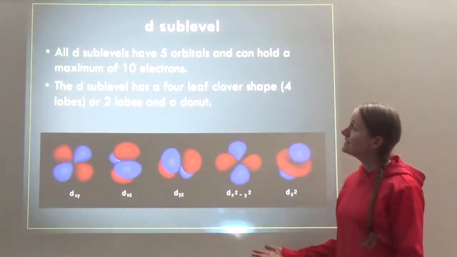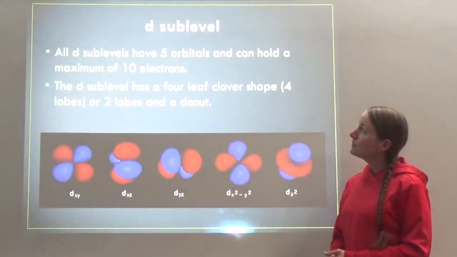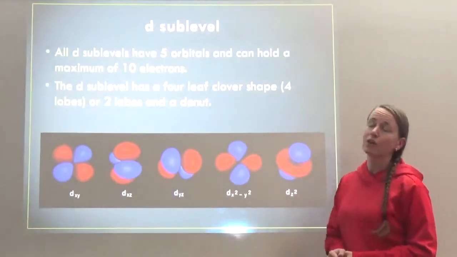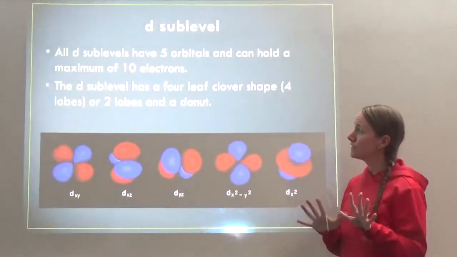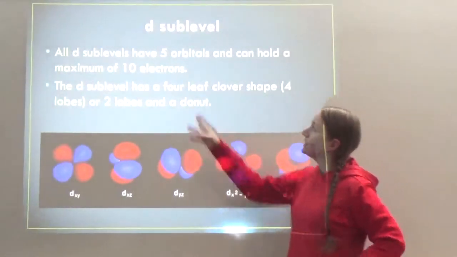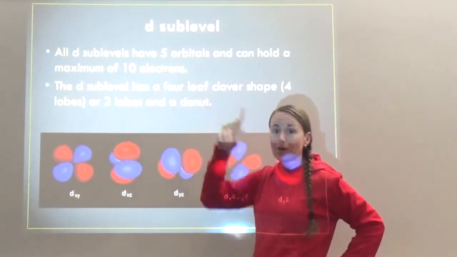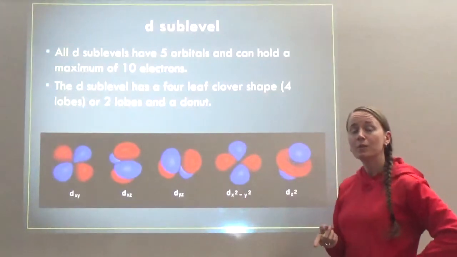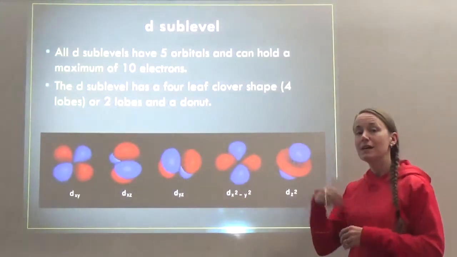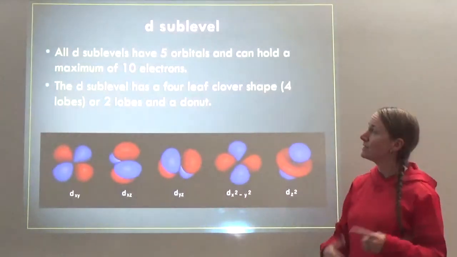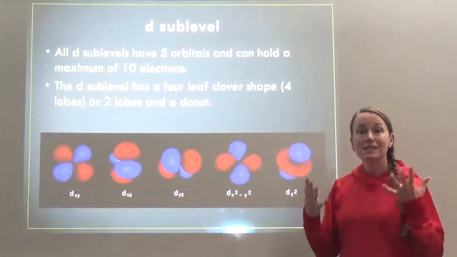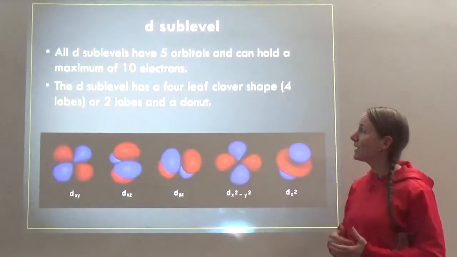All right, so next is the D sublevel. All D sublevels have 5 orbitals and can hold a maximum of 10 electrons. So again, if you notice, each orbital can hold 2 electrons, so 5 times 2 is 10. So S had 1 orbital, 2 electrons. P has 3 orbitals, 6 electrons. D has 5 orbitals, 10 electrons. So hopefully you're noticing the pattern here.